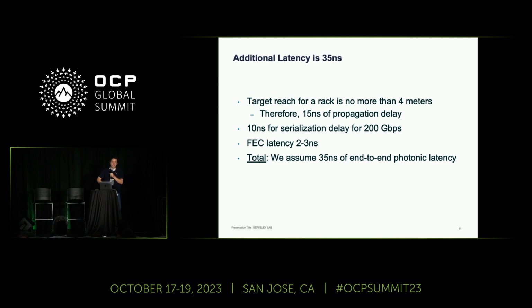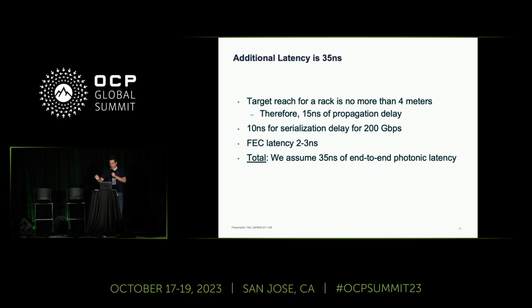And then we're adding 10 nanoseconds of serialization delay, assuming 200 gigabits per second. It's a little conservative, but it worked out. And then the forward error correction latency, 2 to 3 nanoseconds. So how we ended up in our model is we assume that the extra latency that this disaggregation hardware adds is 35 nanoseconds. And that's actually important, because now this latency will go in between a CPU and the memory, a GPU and the memory, and some of these hardware components, some applications are less tolerant to extra latency to get to memory.